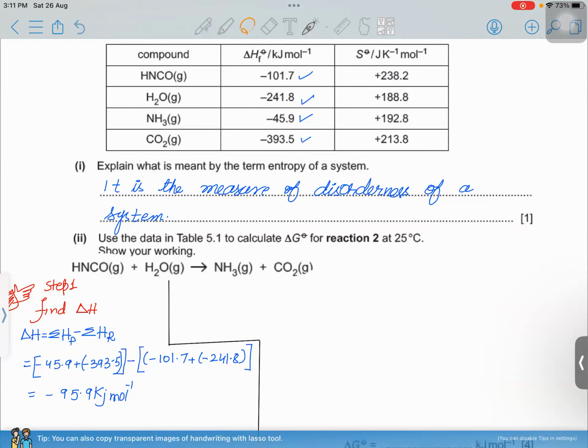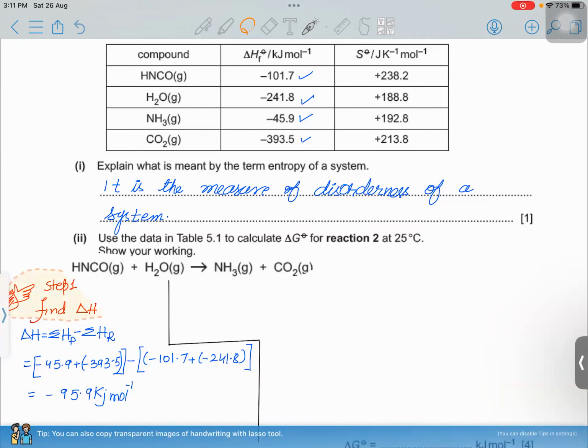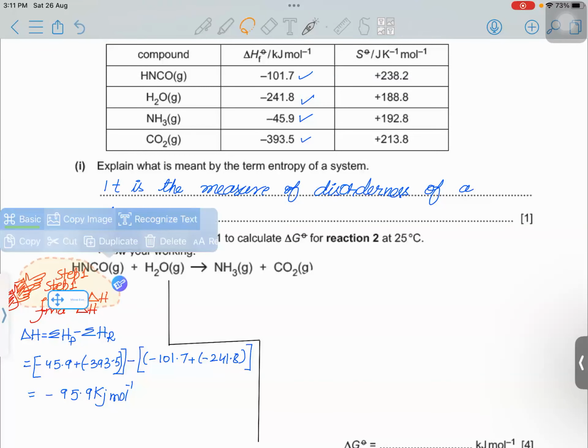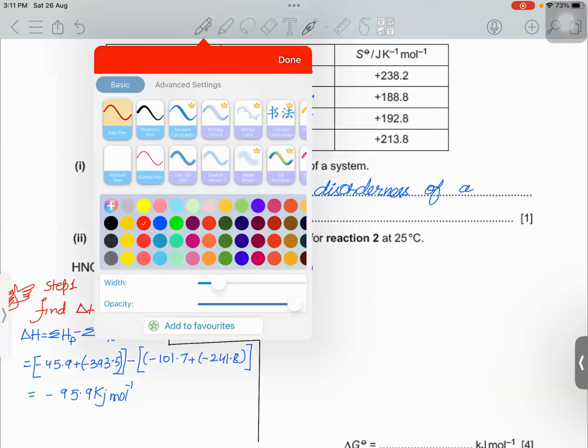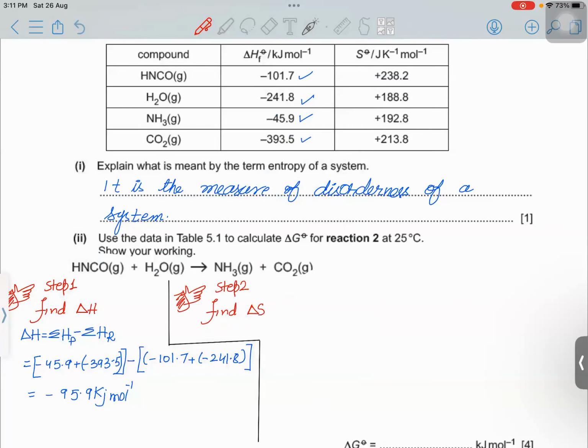Now step 2, find delta S. Same formula. Delta S is equal to summation S product minus summation S reactant.